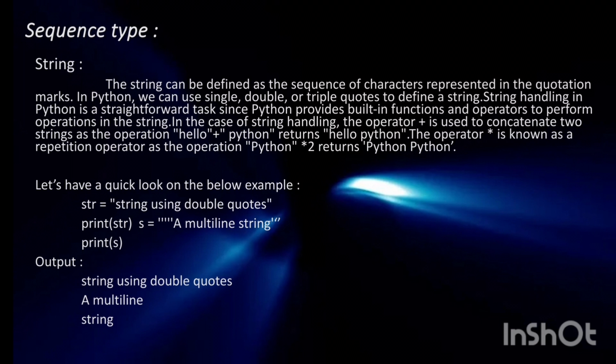Now take str equal to a string using double quotes. Next, print str. Then take s equal to a multi-line string in single quotes, then print s. The output will be the string using double quotes and the multi-line string. Both are printed. We can use double quotes or single quotes.